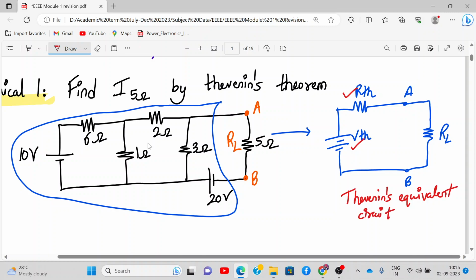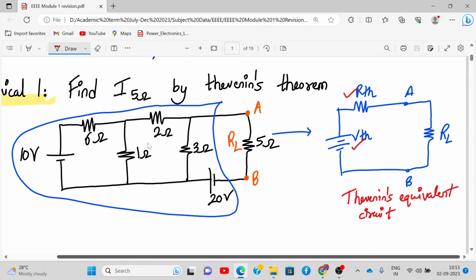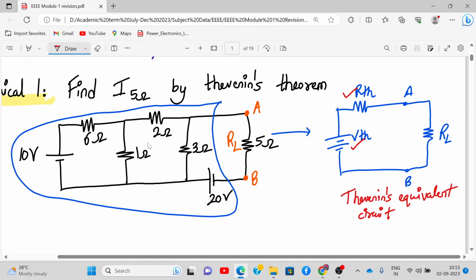Let me know if I am too fast so that I can slow it down. So far you have understood what to do? So what is VTH over here? Thevenin's voltage, we need to find that value. So this entire complex circuit will behave as if there is a single voltage source with a single resistance RTH. Okay, we'll replace them with this, and then the current which is flowing through this 5 ohm resistance will be same as current flowing over here. So that's what is Thevenin's theorem.